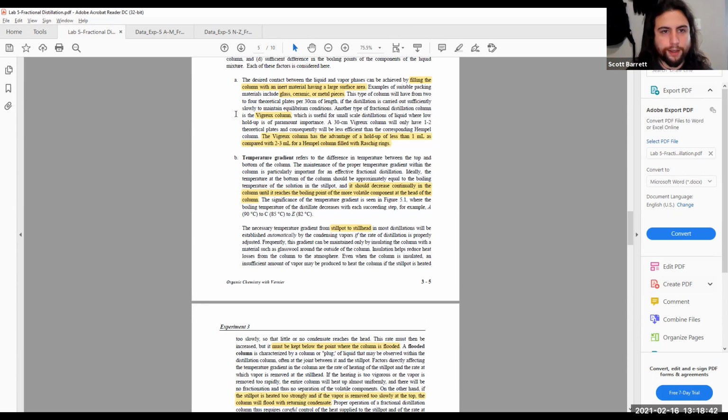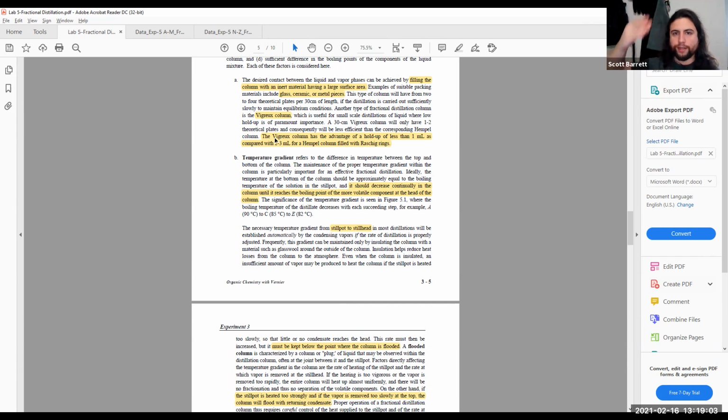So the second thing is the temperature gradient. This refers to the difference in temperature between the top and bottom of the column. The bottom of the column is closer to the still pot, which is boiling, so it's always going to be hotter. And the temperature falls as you go further up the column. There's less heat at the top.